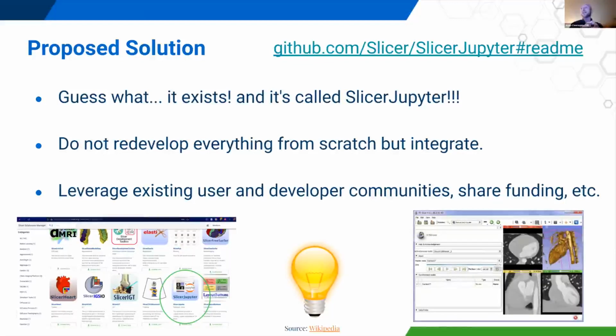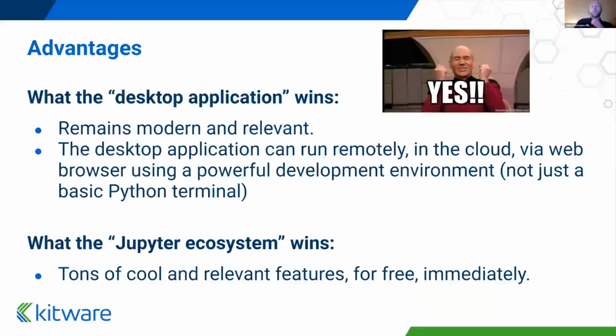In that particular case, it's an extension of the Slicer desktop application that can be installed through an app store built in the application, and then you can leverage all the existing functionality that you have been developing for years. And what are the advantages for the desktop application? You can remain relevant, and you can also run your desktop application remotely. And then it also exposes to the Jupyter ecosystem additional features that wouldn't be available with a more standard Python package.